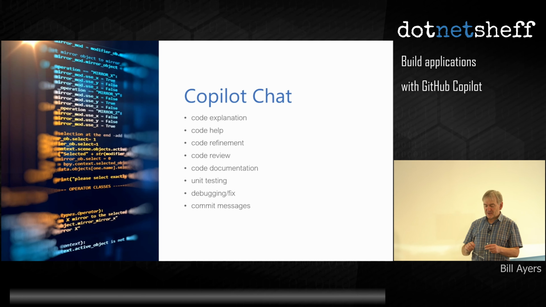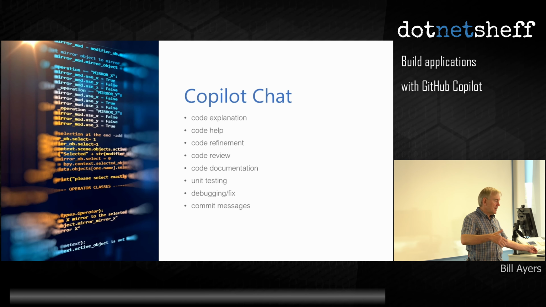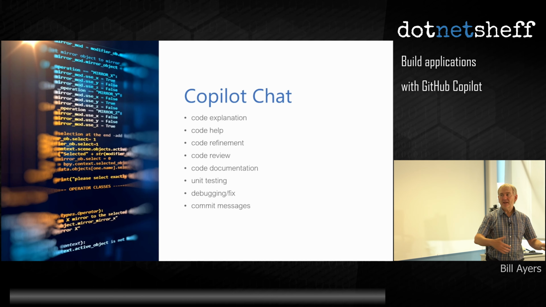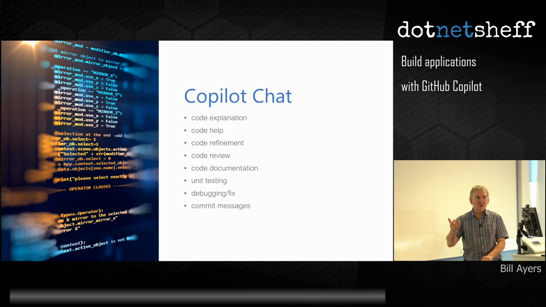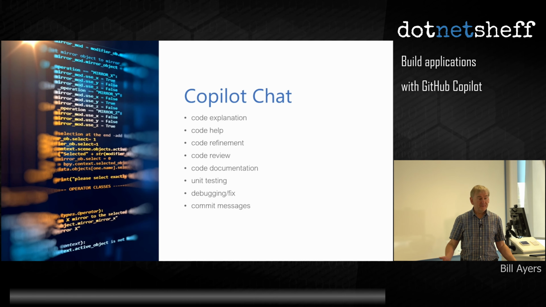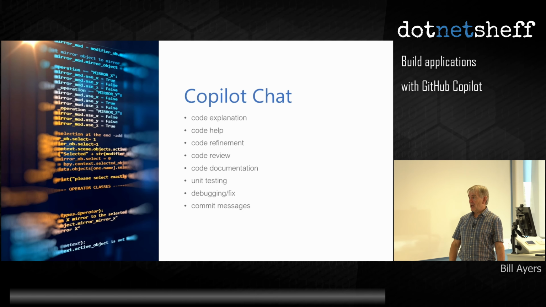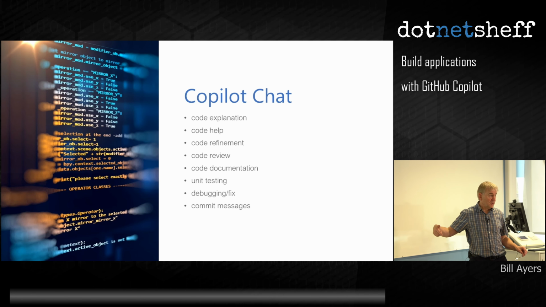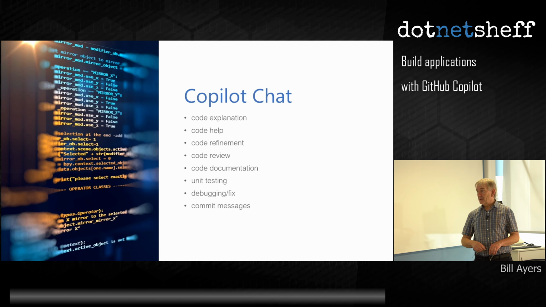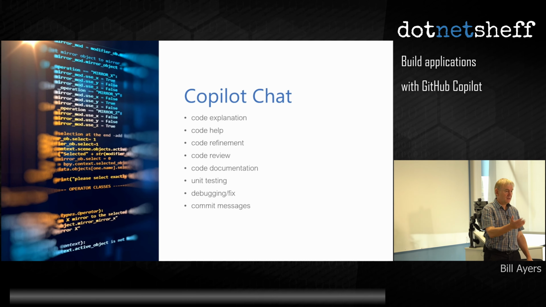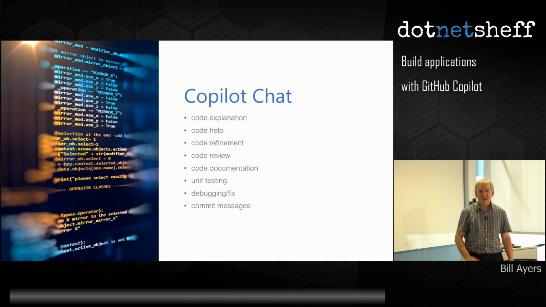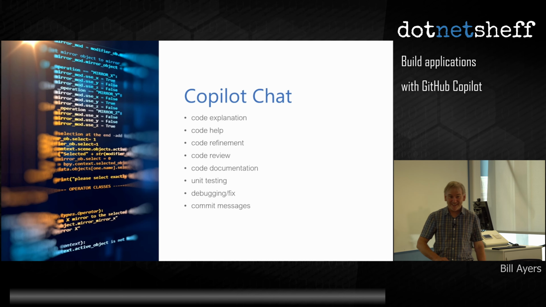So we can do things like ask it to explain some code. If we get some code that's written by somebody else, can you explain it? Do some refactoring, do a code review. What do you think of this code? We can generate documentation from it. Create unit tests. Who enjoys writing unit tests? Just get GitHub Copilot. You enjoy writing unit tests.